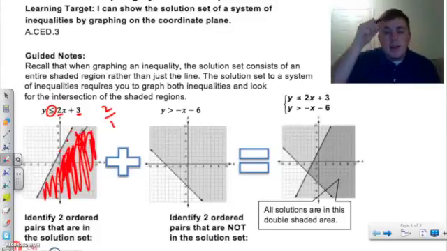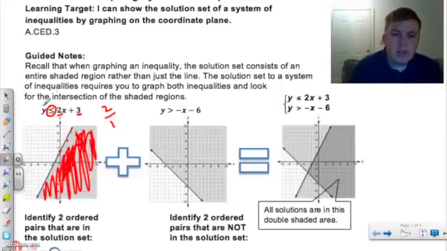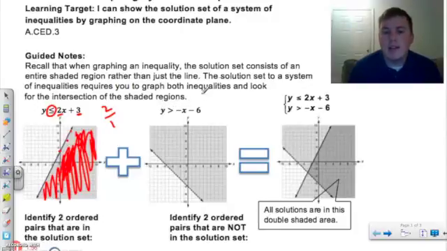Now to be a system, it has to be more than one inequality. So we're going to have to graph another inequality as well. Let's take a look at the second example here. We have y is greater than negative x minus 6. In this case, our y-intercept was negative 6, and our slope was negative 1. We get that because there's no coefficient there, so we know that that is actually a 1. So we're going to go down 1 and right 1, and down 1 and right 1, and we can keep going with that pattern.